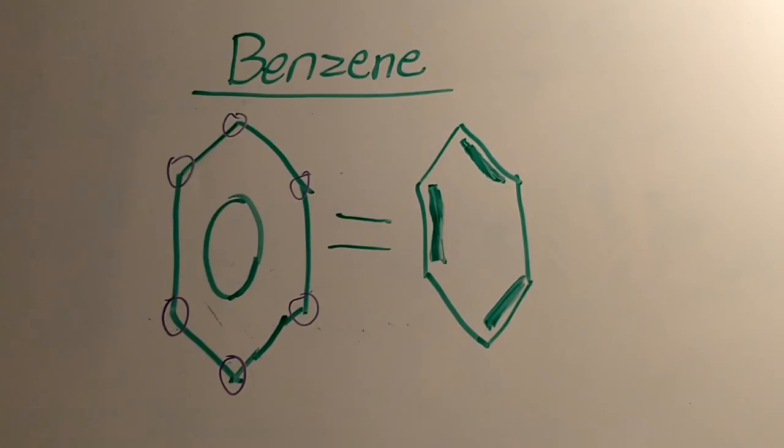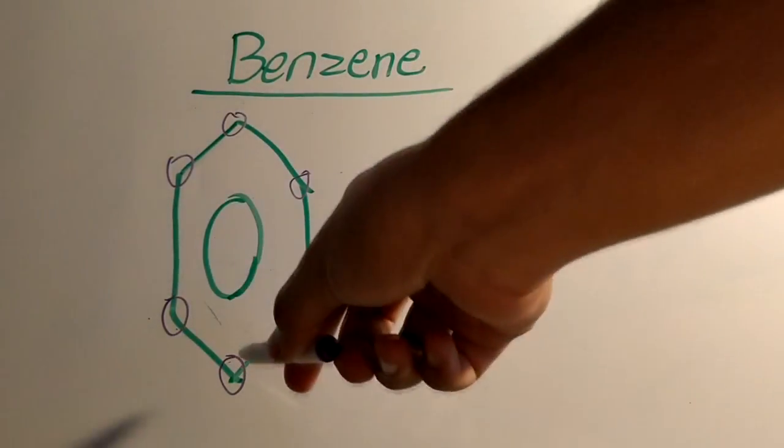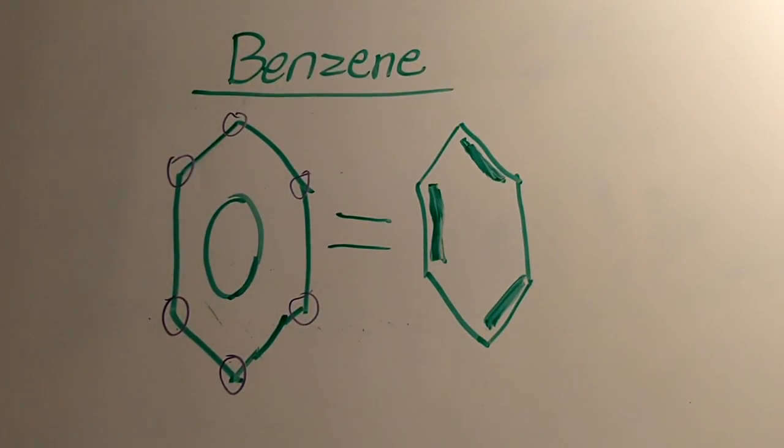So first, let's go over what a benzene is. A benzene is 6 carbons linked together in a circle. As you can see on the left, you have 1, 2, 3, 4, 5, 6 carbons linked together in a circle. Within this circle, I've also drawn another circle.